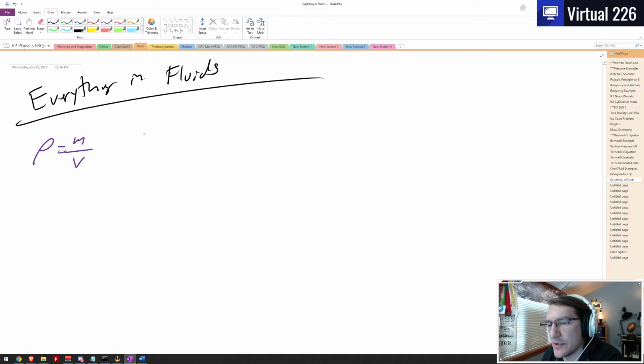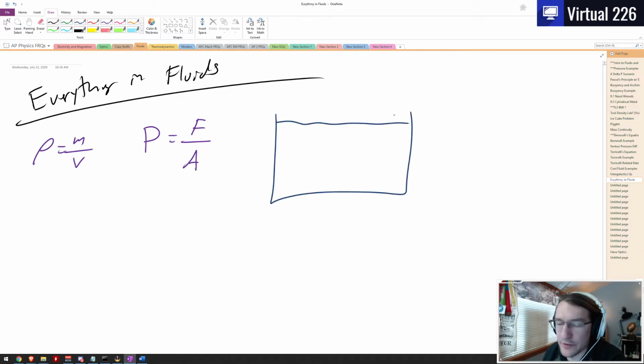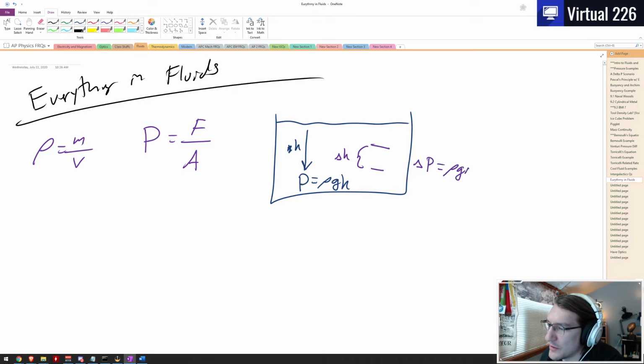We also talked about the idea of pressure. Pressure is equivalent to a force over an area. If you're at the bottom of a fluid, then the pressure due to the depth that you are at, some value h, is equal to rho g h. If you would like to know the difference in pressure from one height to the next, we'll call this a delta h, and the change in pressure is equal to rho g delta h.